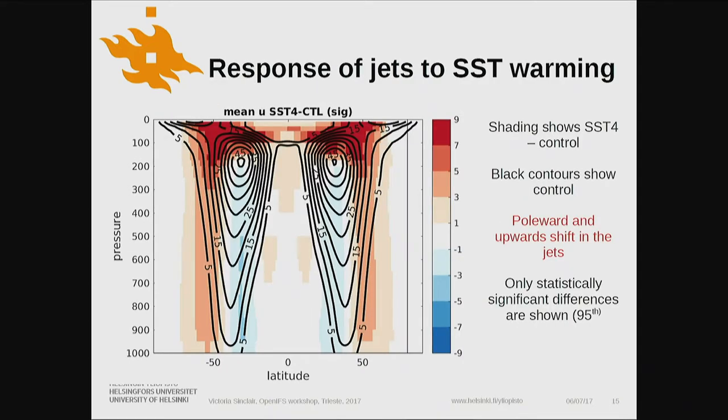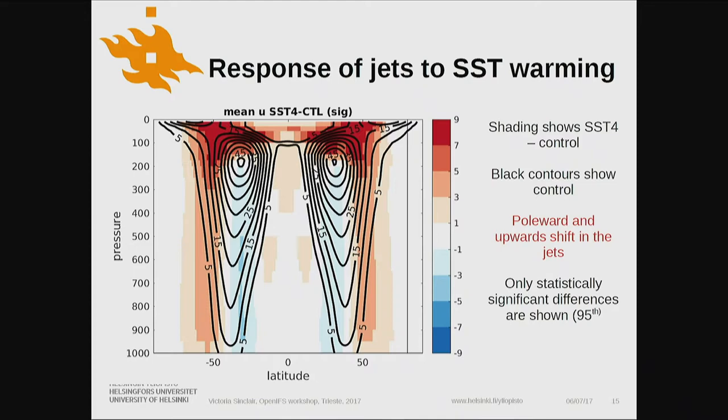So then if we look at the response of the jets to the warming of sea surface temperatures, the black lines here are from the control, so we have the maximums around 200 hectopascals. The shading here is the difference, the experiment minus the control, so where it's red, the wind speeds have increased, and where it's blue, the wind speeds have decreased. I've only plotted the values which are statistically significant here. Almost all of the changes here are actually statistically significant. And we can see, to start with, that there's more red than blue. So we seem to have stronger jets, but they also seem to move somewhat poleward and also upwards.